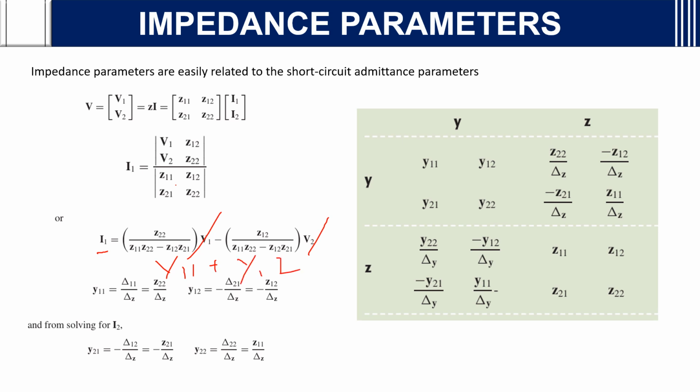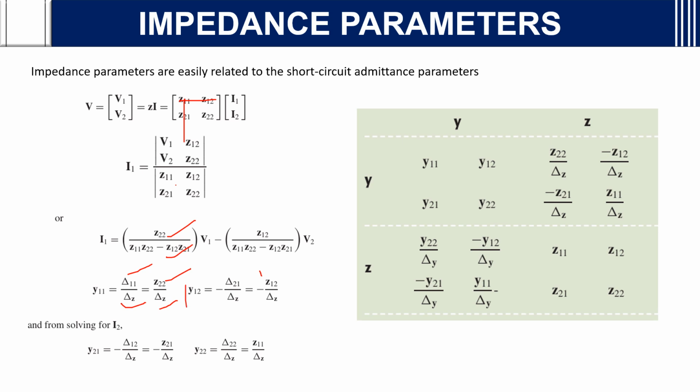From this you can write Y11 is equals to delta 11 by delta Z. Delta 11 means what? First row and first column need to be eliminated. Means Z22. Nothing but Z22 by delta Z.